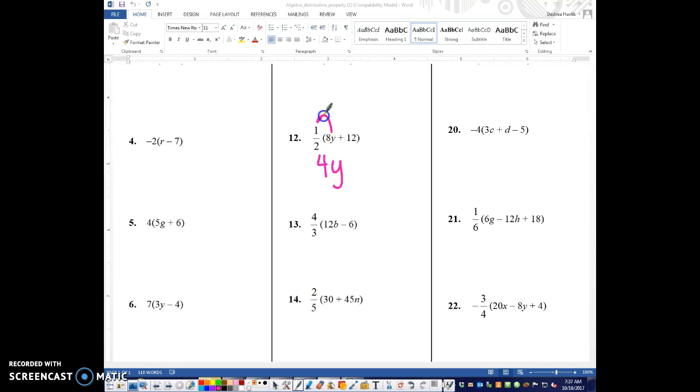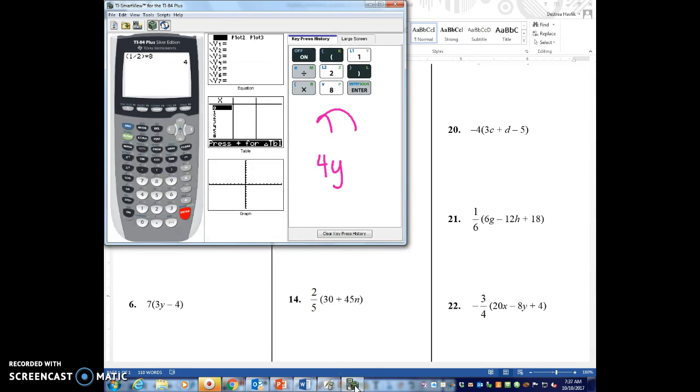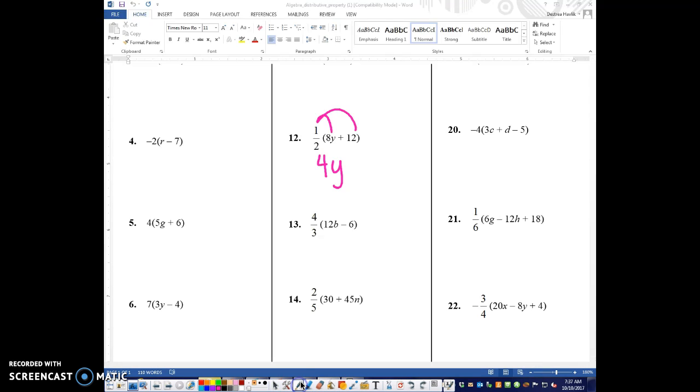Okay, now we want to know what is 1/2 times 12. So we'll go back. 1 divided by 2, times 12. And that is 6. So it's going to be plus 6. Okay, so that's how you do fractions. Okay, now I'm going to do one more example with you, and then you're going to be able to do this on your own.